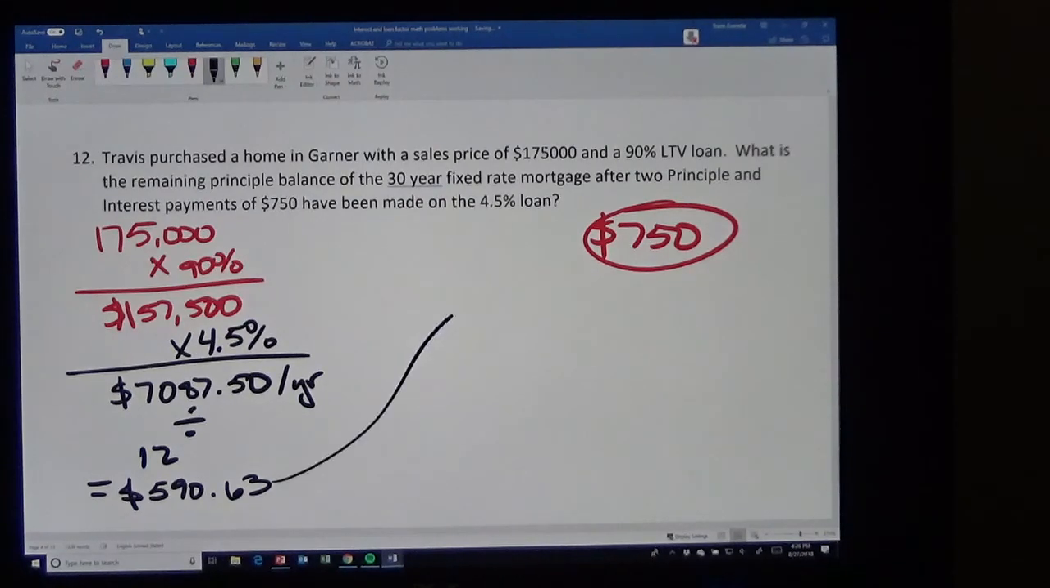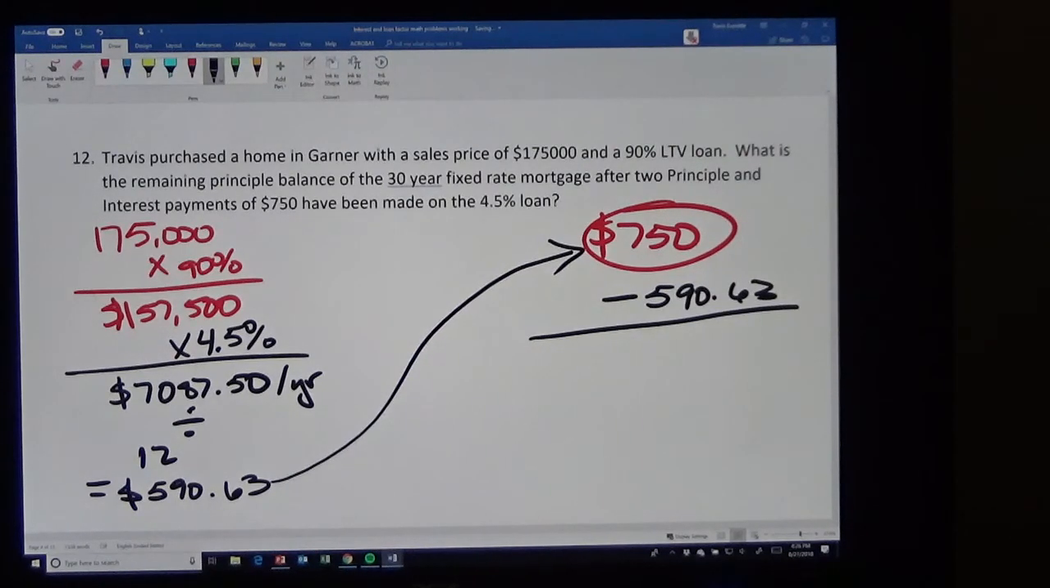And that amount is coming out of this $750 over here. So it's $750 minus $590.63. But this $750 is a total of the principal and interest payment. And $590.63 is the amount that is paid toward interest. So if we pay the interest first, then we end up with $159.38 going toward principal.